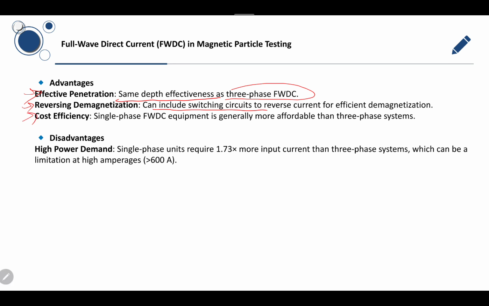Next one is cost effective. Single phase full wave direct current equipment is generally more affordable than a three phase system, which can be a deciding factor for some applications. Next is disadvantages. High power demand. The single phase units require 1.73 times more input current than three phase systems. This can be a limitation, especially at high amperages above 600 amperes.